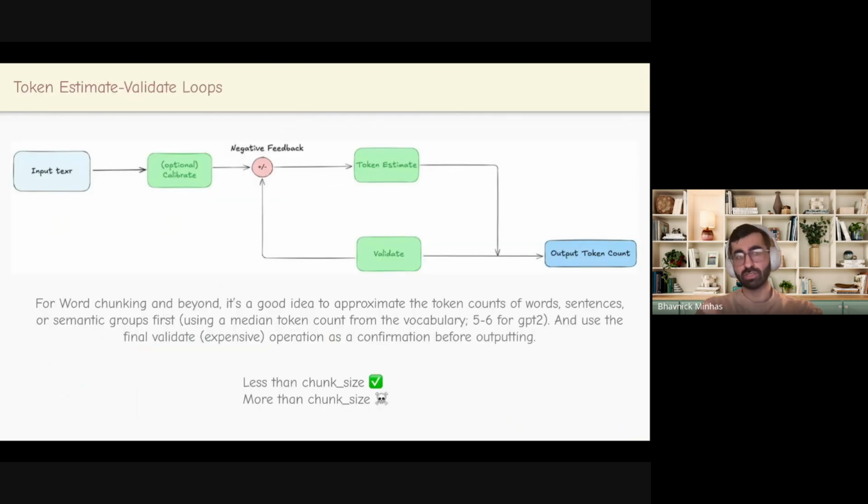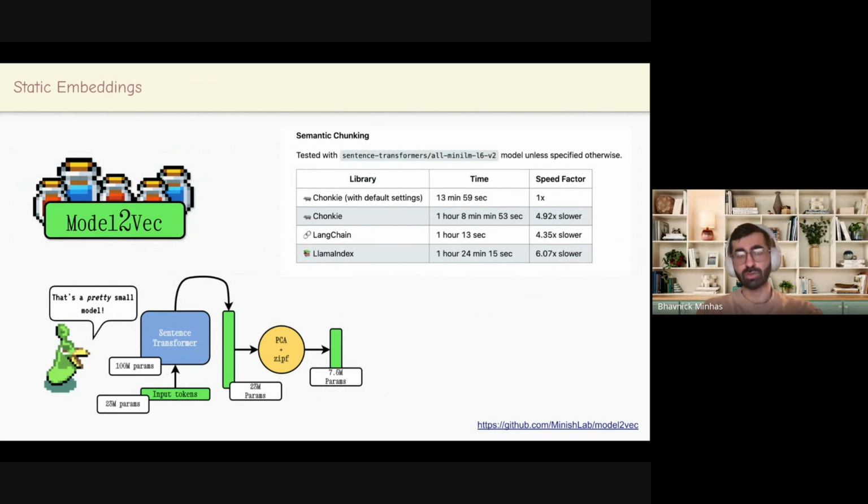So this is one reason why we are faster. Another reason why we are faster is because we default to static embeddings. And static embeddings are really, really cool. This is not my work. This is work by Minish Labs.